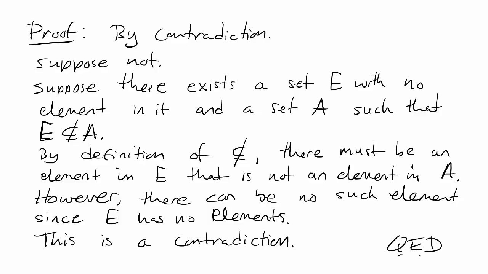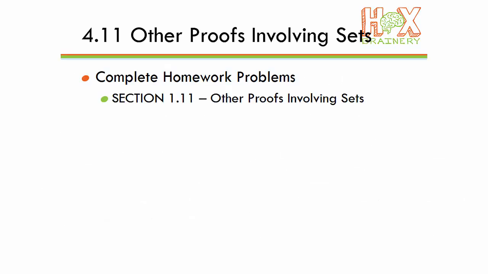QED. So since you got a contradiction, since we were supposing that the empty set is not a subset of every set, and then we showed that that couldn't happen because it led to a contradiction, this is how we prove that the empty set, yes, is a subset of every set. And then we're done with this section on 4.11, just some other different types of proofs that involve sets. You can try the homework, and then we are done with chapter 4.